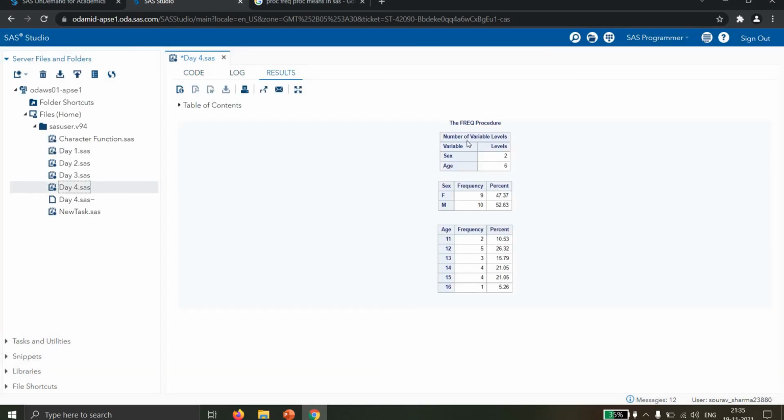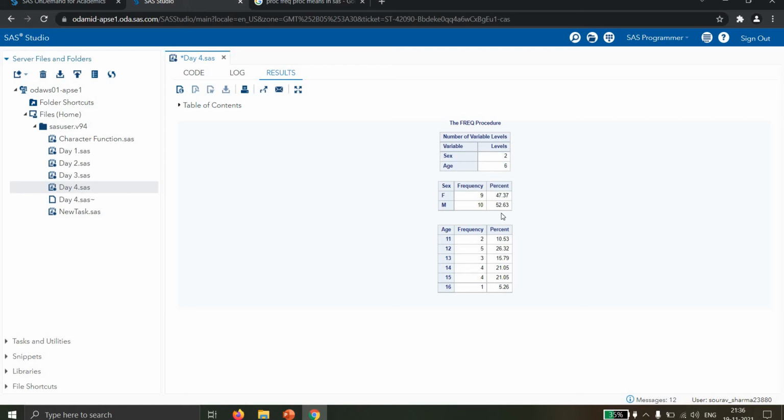Now you can see here it gives us the gender. Number of variable levels: we have two. Age we have six, six types of age: 11, 12, 13, 14, 15. And gender we have two types, female and male. So it gives the levels of the table. In the gender table we have two levels, and in the age we have six.